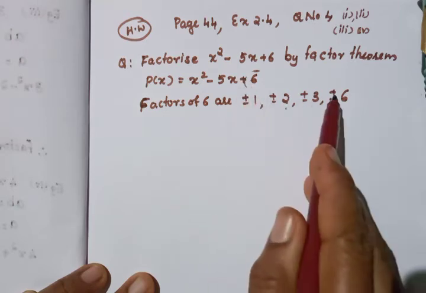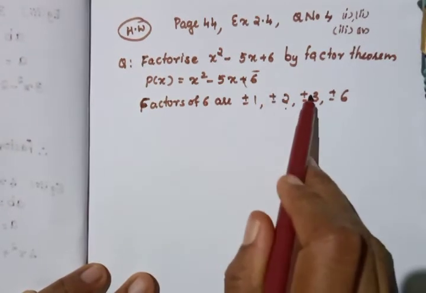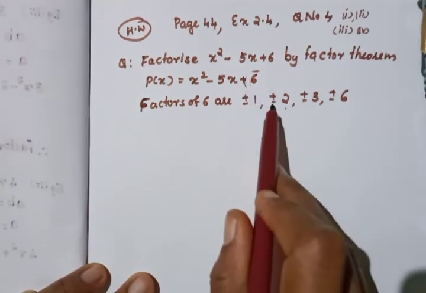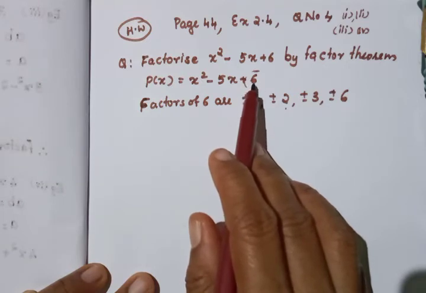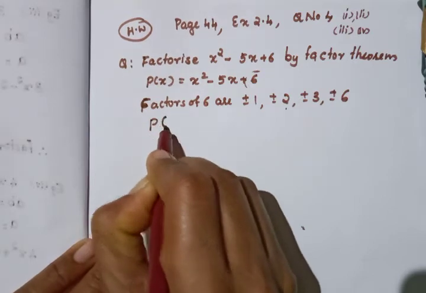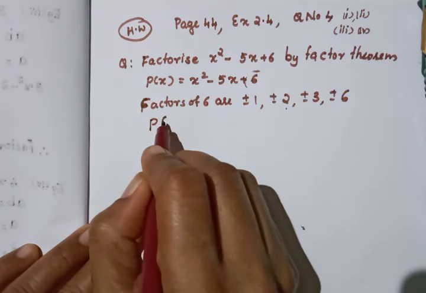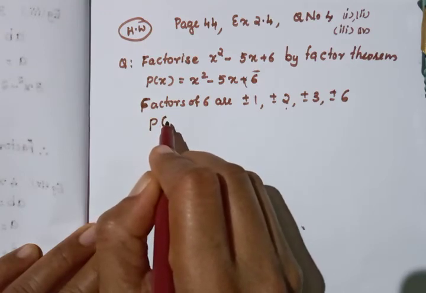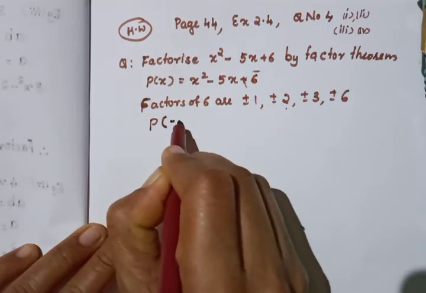So it can be, here it is positive, so positive 1 into positive 6, negative 1 into negative 6. Here positive 2 into positive 3, you are getting positive 6. Negative 2 into negative 3, again you are getting positive 6. Clear? Okay. Now we will check any one value of p. I'll take negative 1 here.